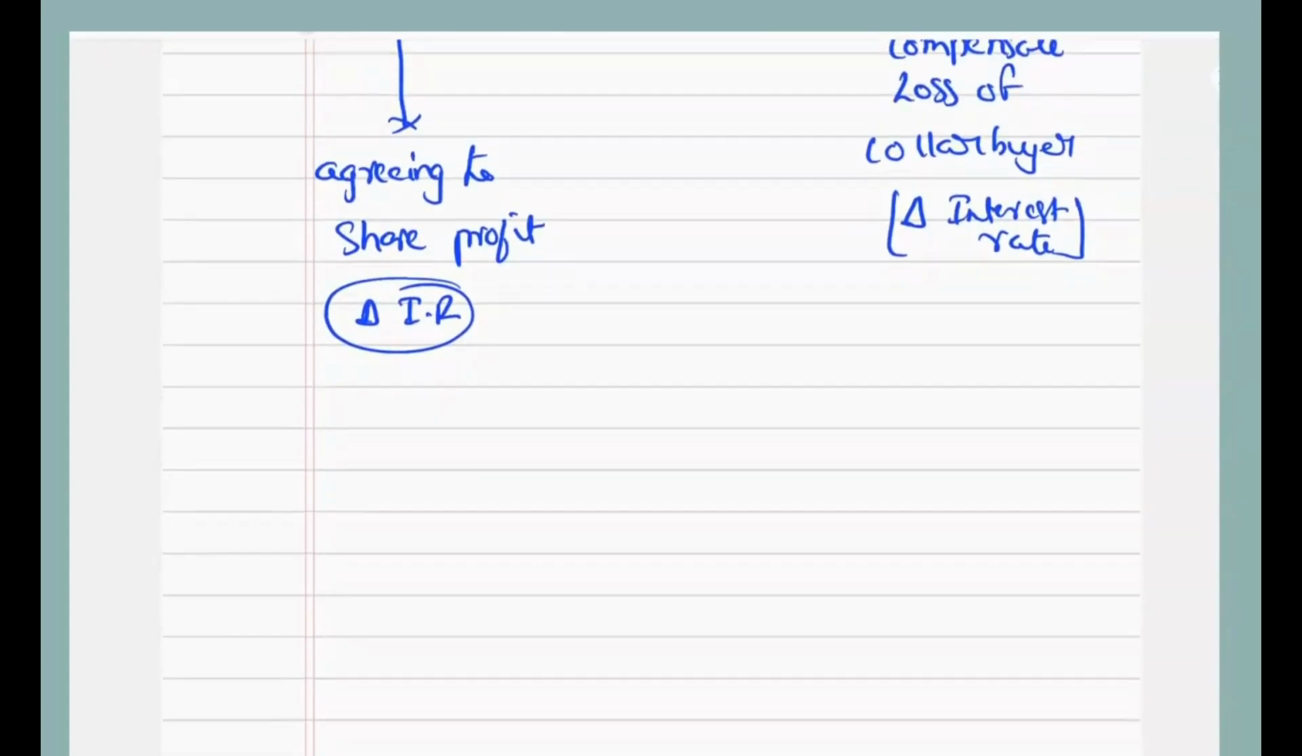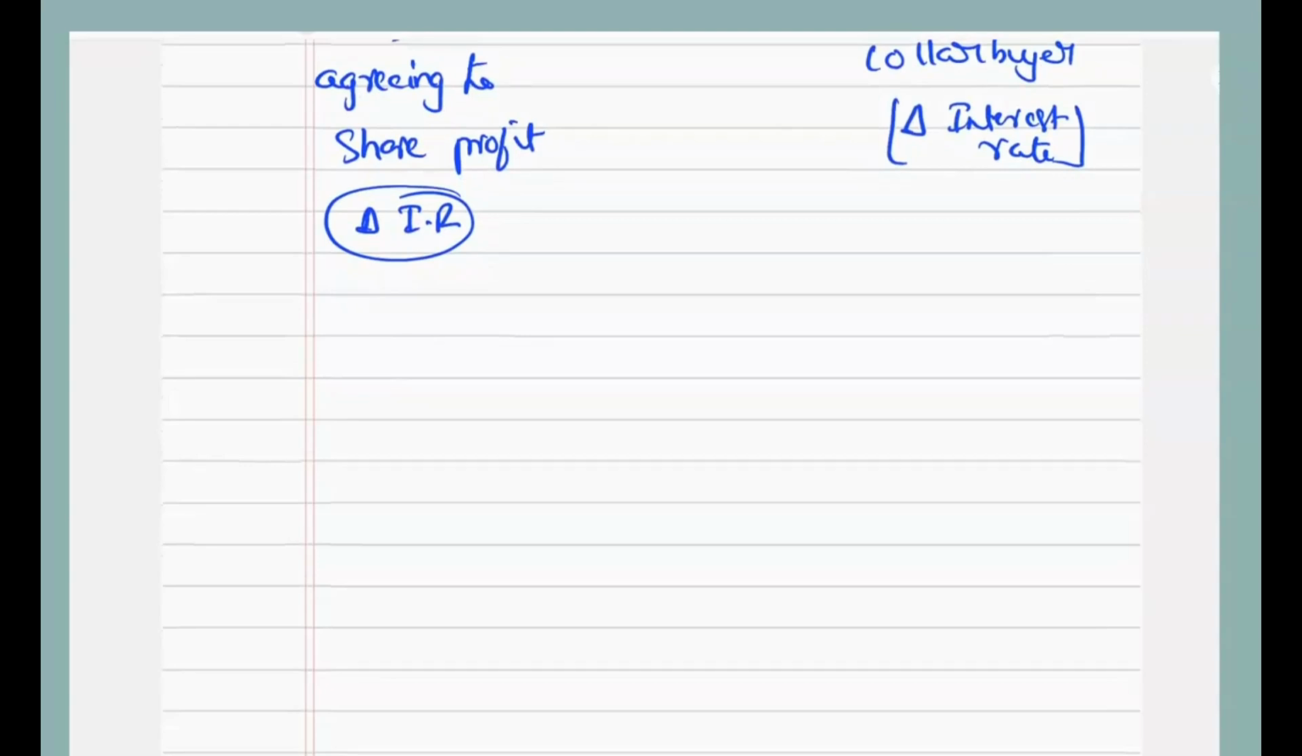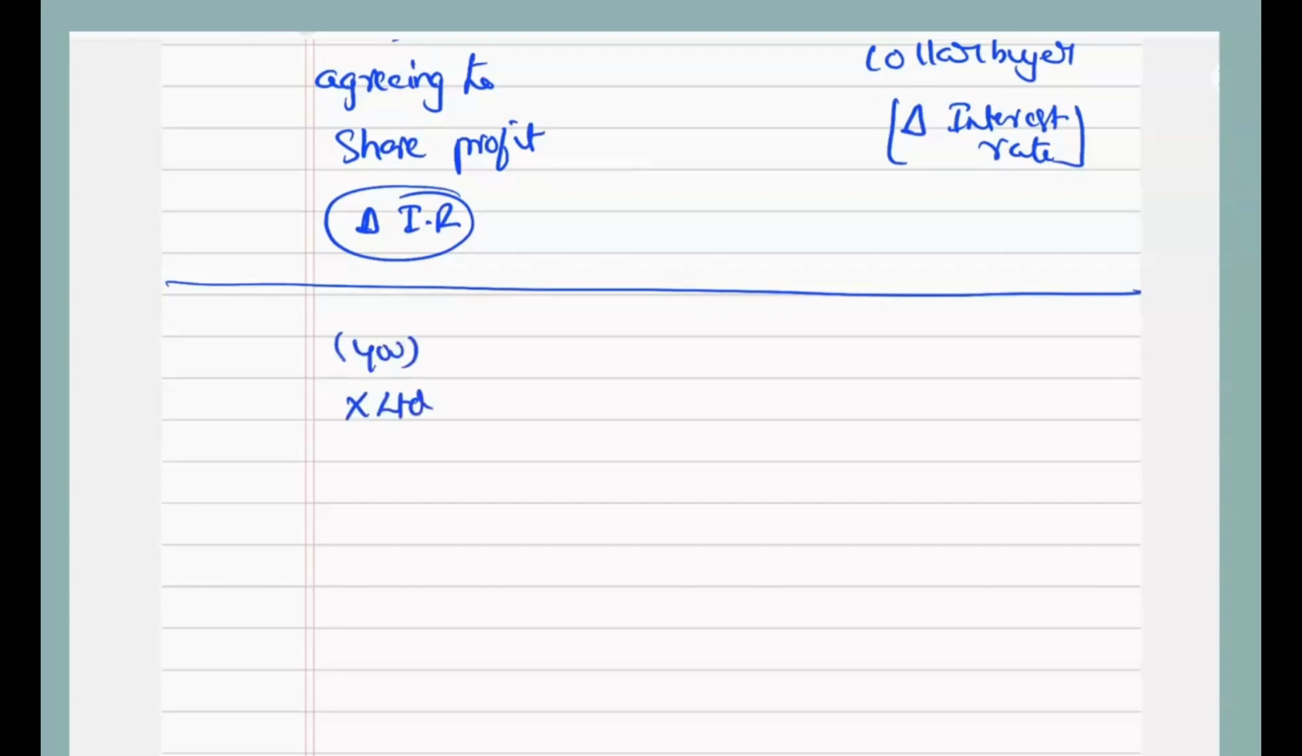So we'll put a very simple example once again. We take the same example. Say you are X Limited, it is your company, right? So you are the owner, you are the company. And you have decided that you will be borrowing money at a floating rate, which is MIBOR plus 0.50, Mumbai Interbank Offered Rate plus 50 basis points, which is the floating rate you have decided.